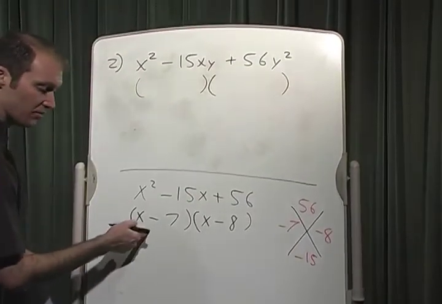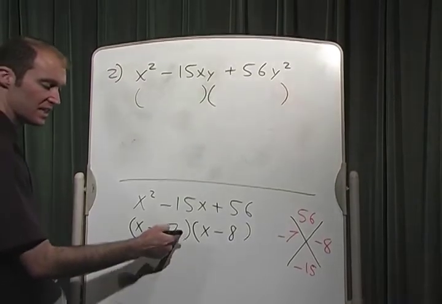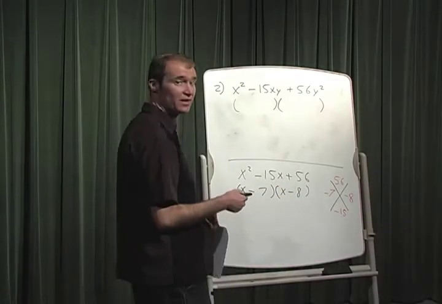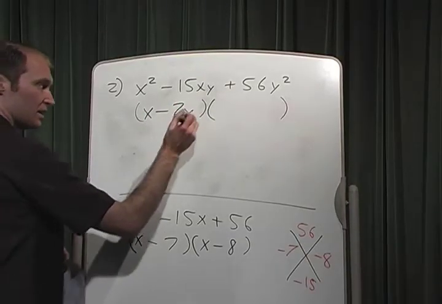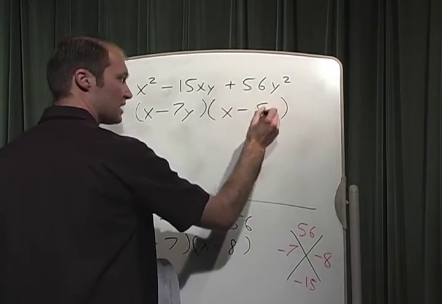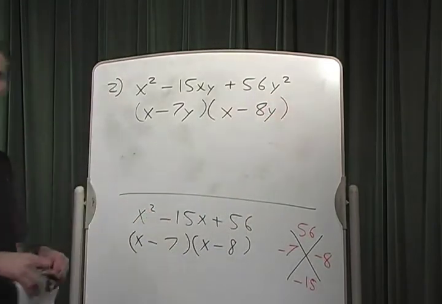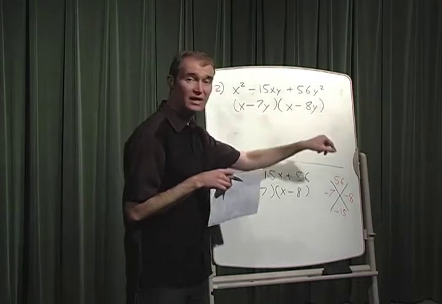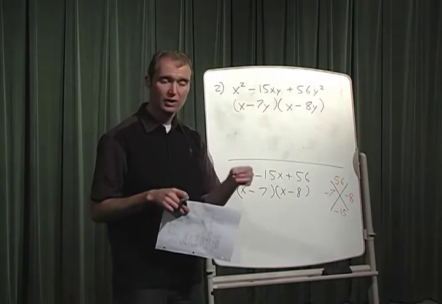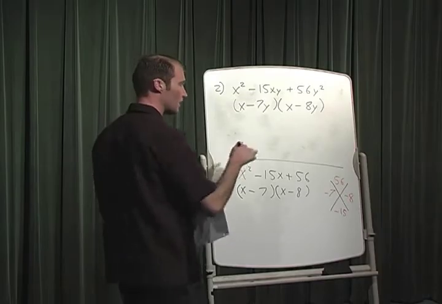I'm going to keep the same format here, except I'm just going to tack some y's on at the end. So this is going to be x minus 7y times x minus 8y. So you do the same thing as if the y's weren't there, and then we account for them at the end. Well, let's just FOIL, just to make sure that this is a trick that works.